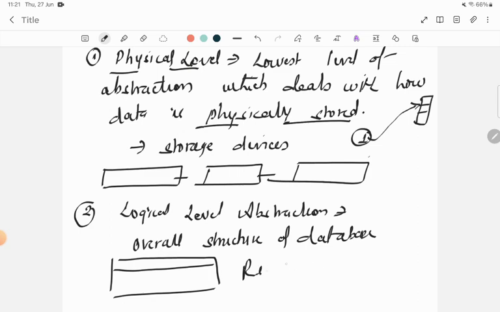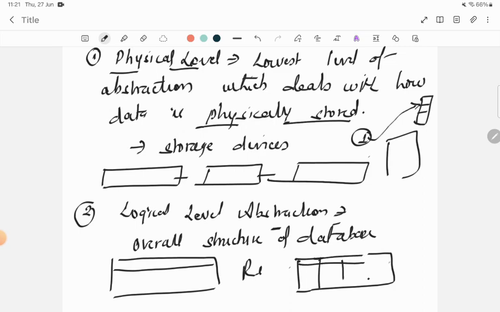What is the relationship between all the entities? What are the constraints between them? All this is described in the logical level abstraction. So basically we can say that the physical level deals with the storage, and the logical level deals with the design. Design means how this data is stored in the tabular format and what is the relationship between the data.